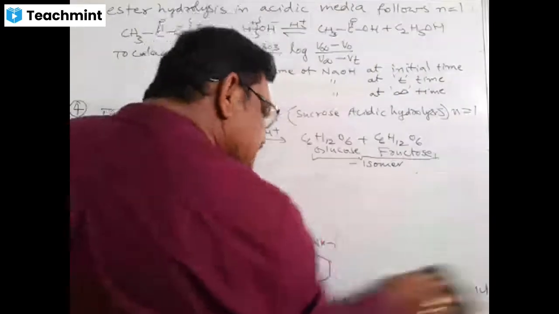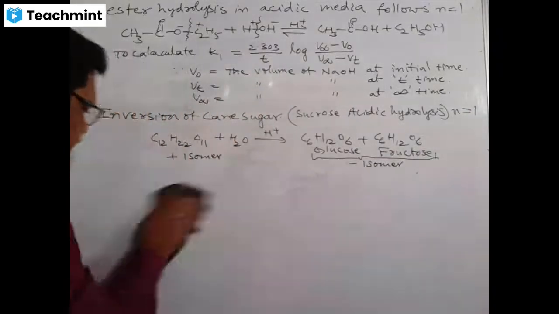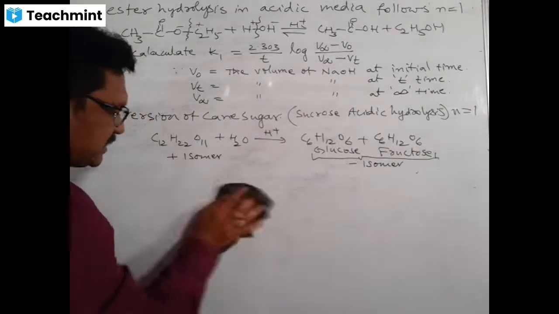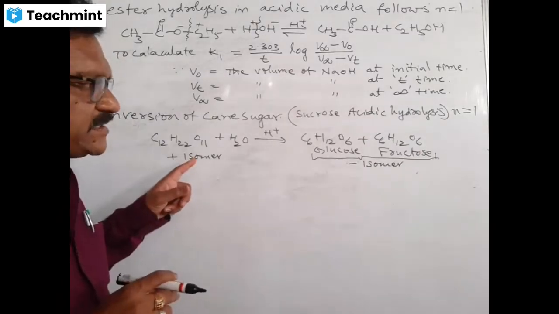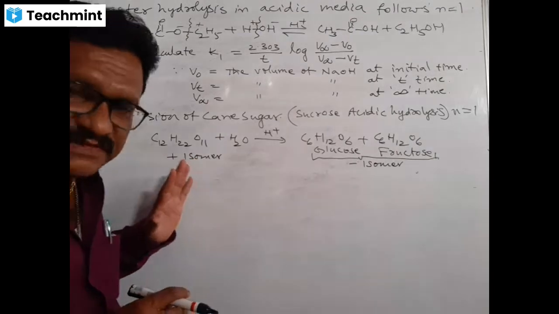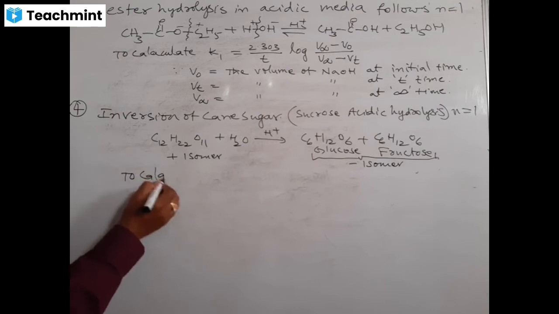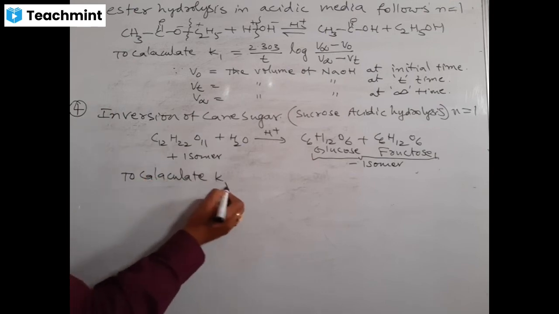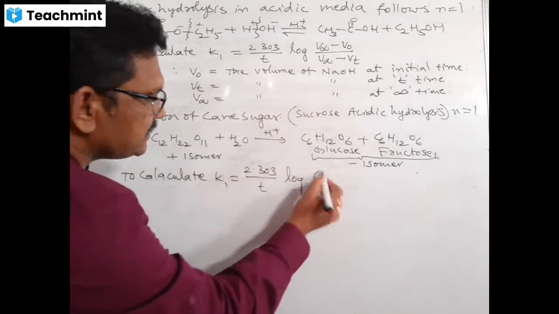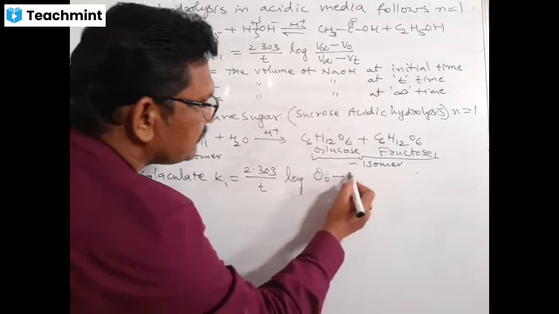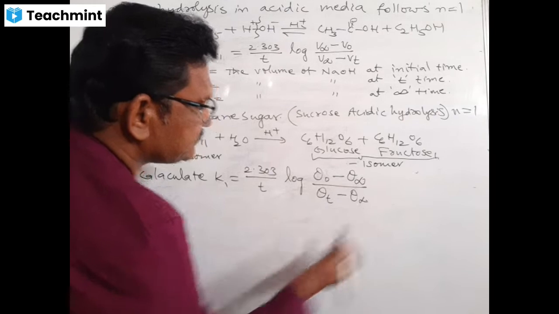Okay. Particularly this type of reaction is also a practical reaction. Inversion of cane sugar is also a physical chemistry practical. Students do this experiment in post graduation first year, PG first year. For this reaction, to calculate K1, we use this formula: 2.303 by T log of theta 0 minus theta infinity by theta T minus theta infinity.